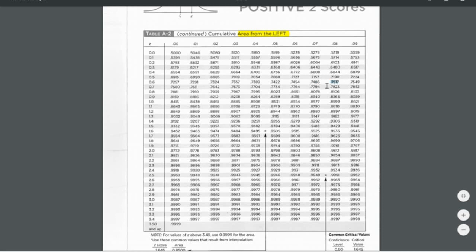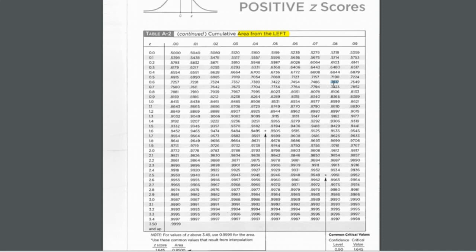If you find the difference between 0.75 and this and 0.75 and that, the difference between 0.75 and this is 0.0017, and the difference between 0.75 and this one is 0.0014. So therefore this highlighted number is closest to 0.75. So therefore the z value is 0.67, right? So 0.67 is the z value.